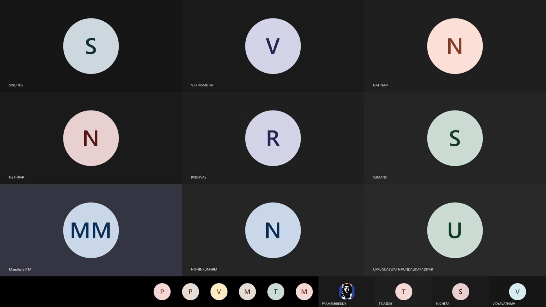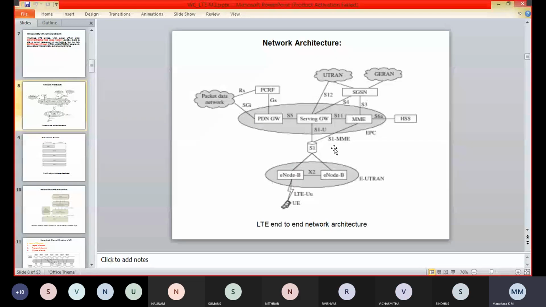In the last class, we started the third module. In that, we studied the introduction to LTE and the design principles of LTE. So today we are going to study the network architecture, or end-to-end architecture.